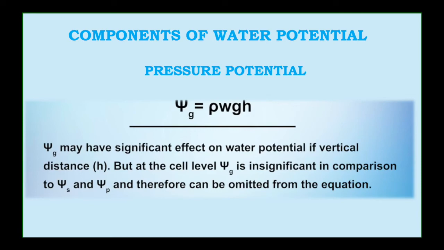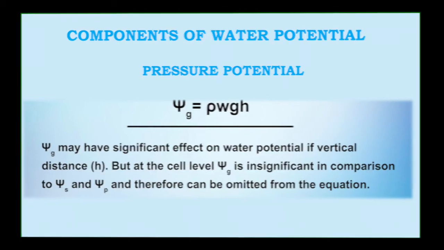Ψg may have significant effect on water potential if vertical distance or height is considered, but at the cellular level, Ψg is insignificant in comparison to Ψs and Ψp, and therefore can be omitted from the equation.